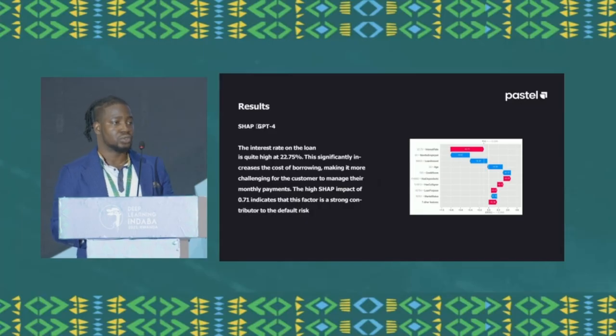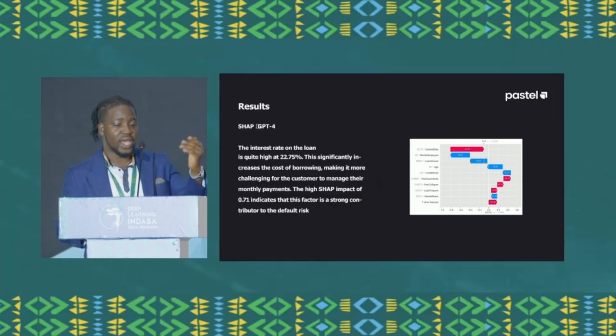So if, for example, you have these SHAP plots for your model prediction, the sample explanation that ChatGPT could give you could be what you're reading now. It could say, "Oh, the interest rate is quite high," and then explain why that interest rate could influence the reason why the customer is going to default. So it's going to give you an English language narrative.